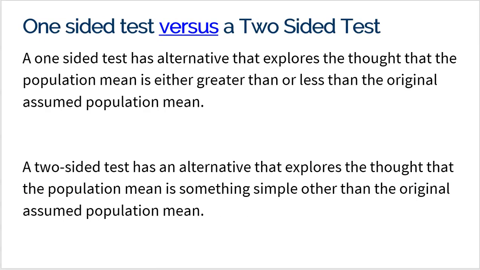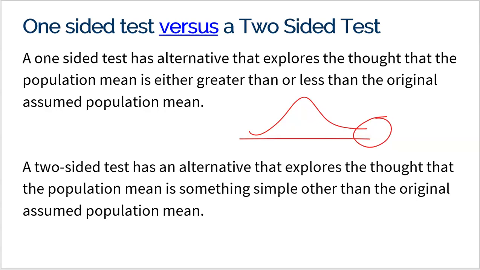Now let's talk about a one-sided test versus a two-sided test. So a one-sided test is when your alternative explores the thought that the population mean is either greater or less than the original assumed population mean. So anytime your alternative is using a less than sign or greater than sign, we call that a one-sided test. We either care about the top or the bottom. So if we think about that t distribution, that is very symmetric, looks a lot like the normal distribution, but it's not. If we think that the truth is greater, then we only care about this top tail. We only care about being significant on that top tail.